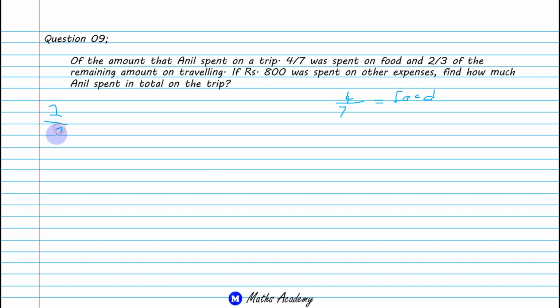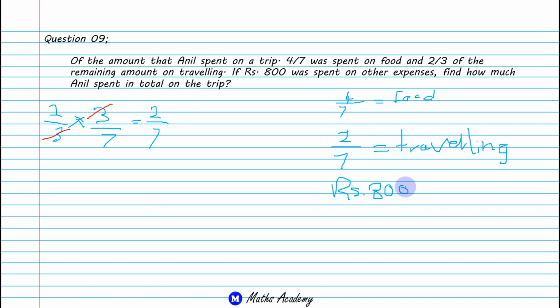So 2 over 3 of means multiplication. The remaining amount of 4 over 7 is 3 over 7. So 3 over 7. Then your final answer will be 2 over 7. So these are the total amount that he spent on his trip. They are asking us to find how much Anil spent in total on this trip.